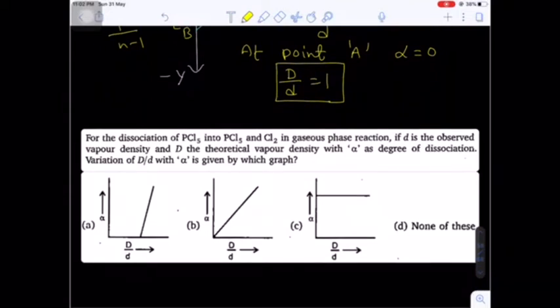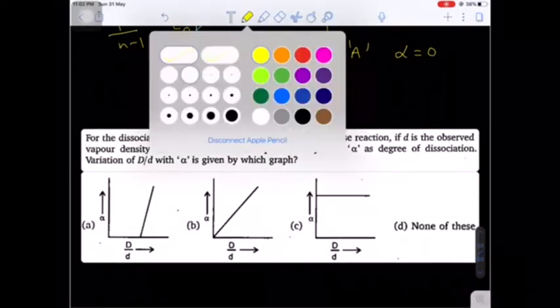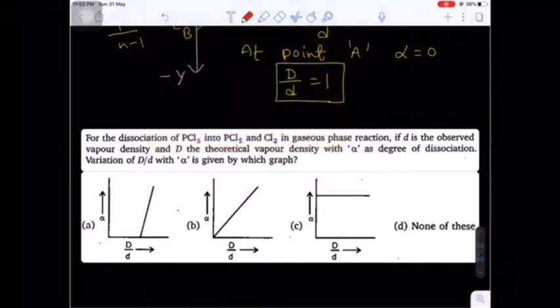Now here there is one problem given. For the decomposition of PCl5 to give PCl3 and Cl2 in the gas phase, if small d is the observed density, and capital D is the theoretical vapor density, that means this is the density at equilibrium, this is the initial density, and alpha is the degree of dissociation. Now the graph plotted between D by d versus alpha, with alpha taken on the y-axis and capital D by small d taken on the x-axis.